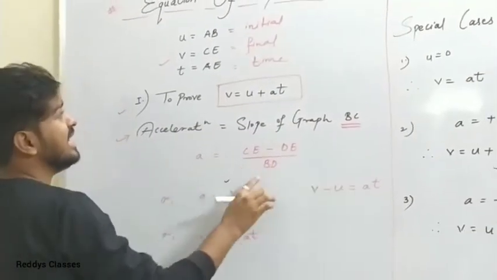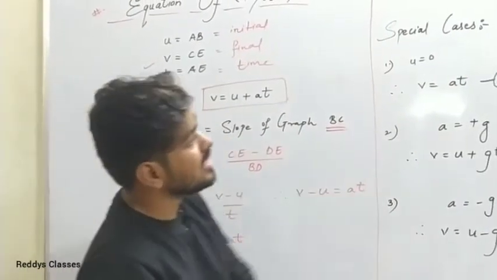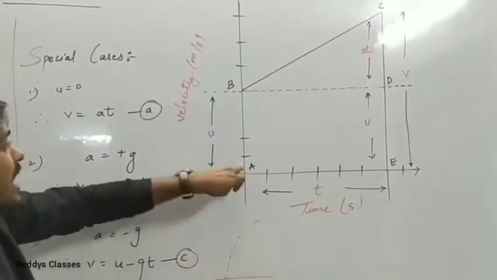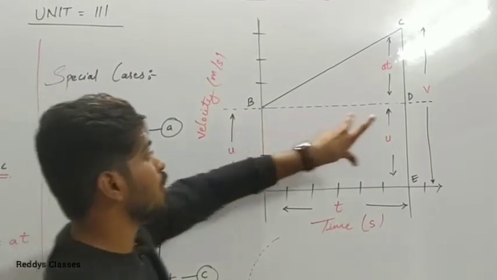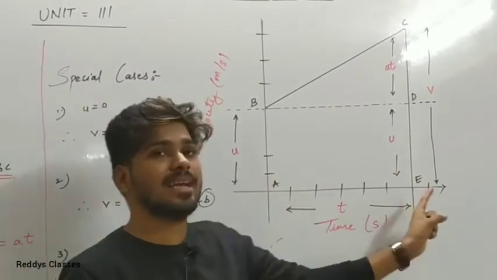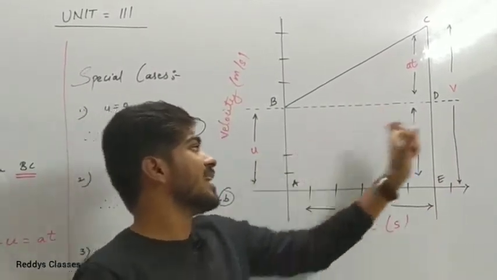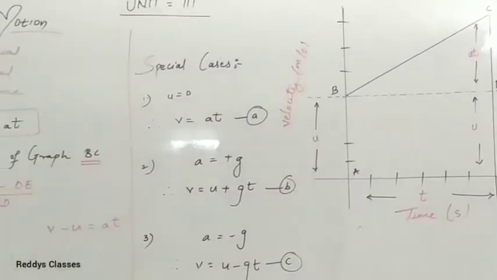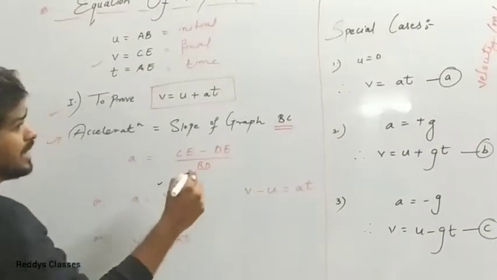Final velocity is denoted by V. You can see here that DE is none other than the initial velocity U. Why? If AB is U, then the opposite side is the same. If this is a rectangle, opposite sides are equal, so you have this U and this U as the same. So you get the value of DE as U and BD as time.